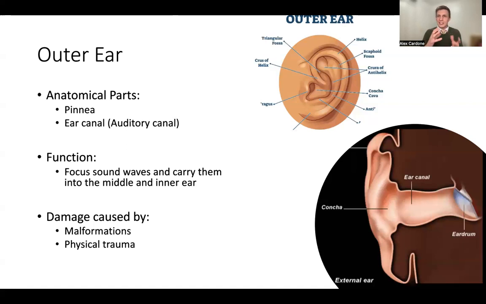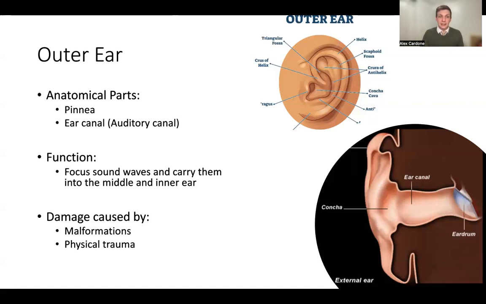And so everyone's a little bit different. Some have more folds, some don't have as many folds, but ultimately all of these different characteristics are to better direct that noise and those sounds into your ear canal. That's the next part, your auditory canal. It's just a tube that then connects into your middle ear. The function of this, again, is to focus sound waves and carry them into the middle and inner ear.